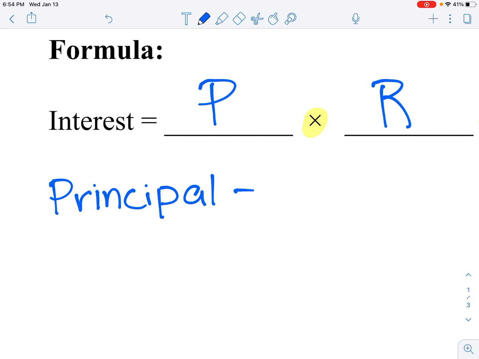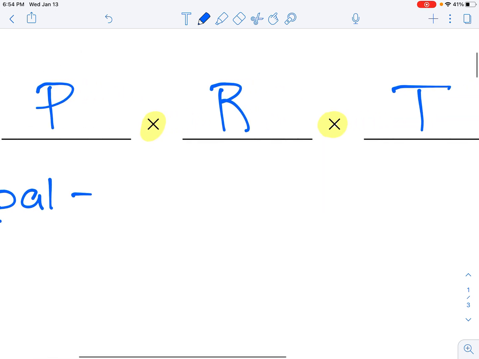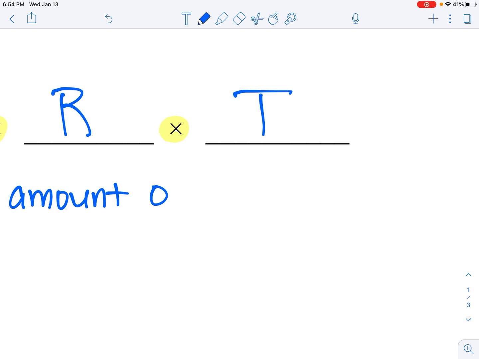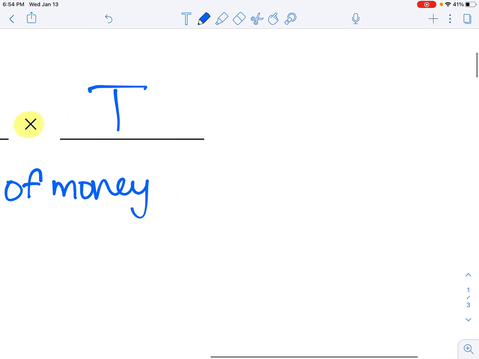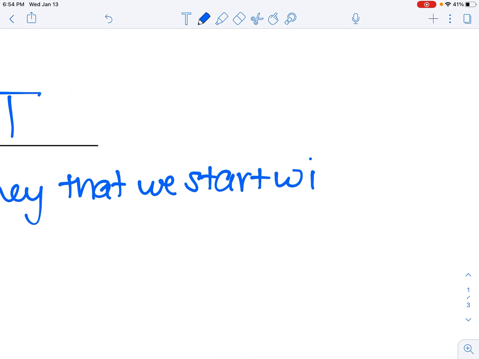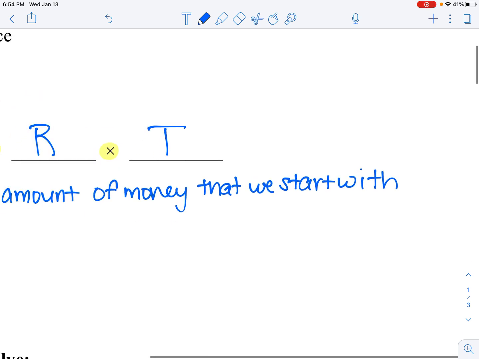Our principal is the amount of money that we start with. So it's the amount that we deposit into our savings account. So how much money we have in our savings account.